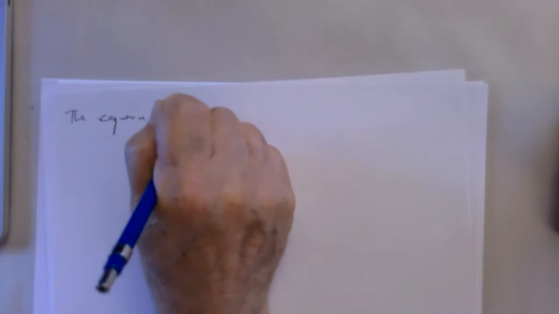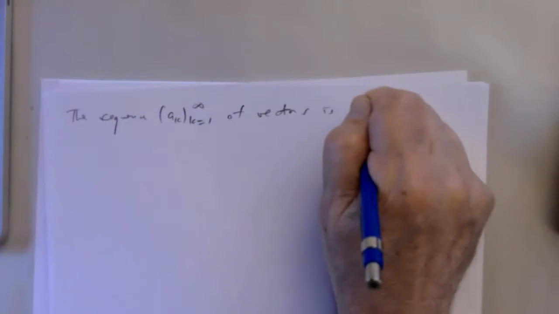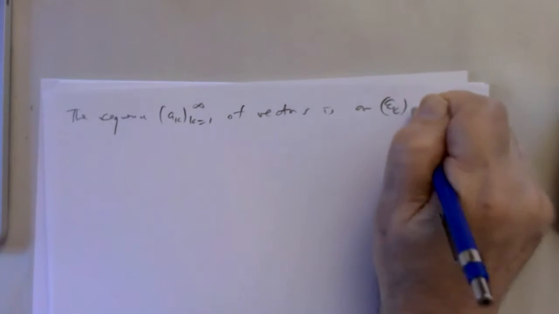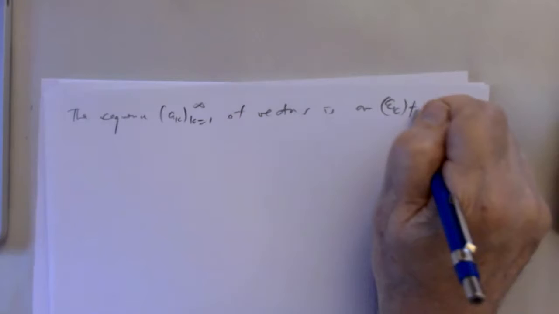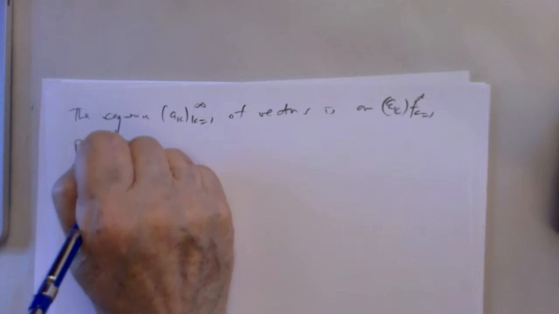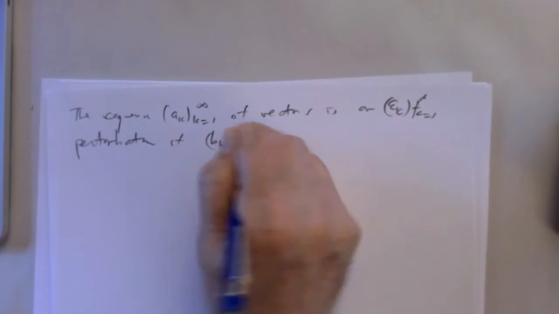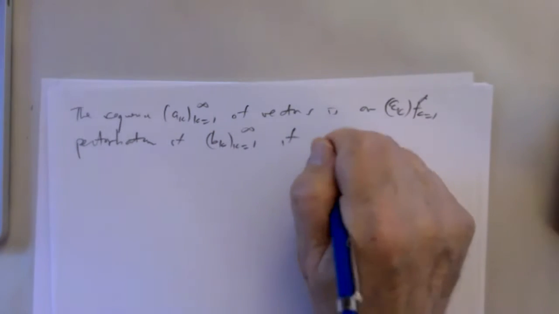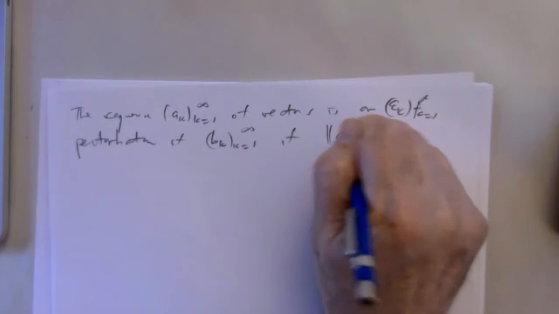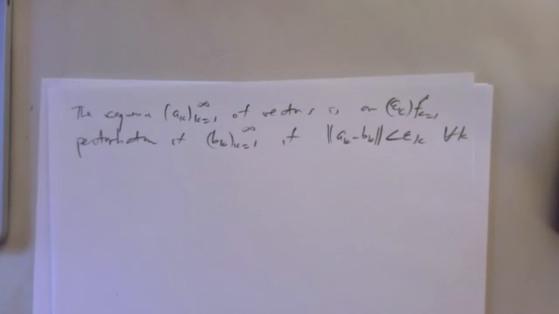So we say that a sequence A sub K of vectors in this normed vector space is an epsilon perturbation of a sequence B sub K if the norm of the vector A sub K minus B sub K is less than epsilon sub K for all K.